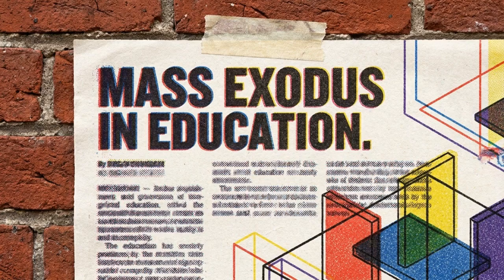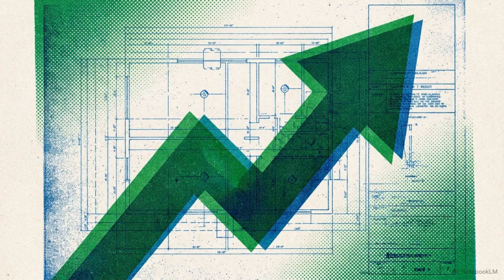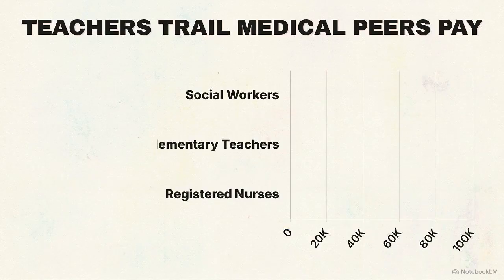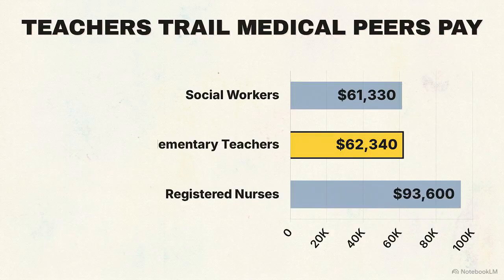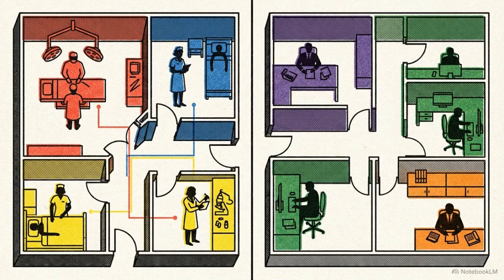A common assumption is that the retention crisis stems entirely from poverty wages. In districts like Hesperia, modern teacher salaries start at roughly $70,000 and top out around $140,000. In absolute terms, the pay is not low. This chart shows the national median wage for elementary teachers compared to other heavily regulated public service roles. Teachers sit roughly in the $62,000 range, parallel to social workers, but trail significantly behind registered nurses, who earn upwards of $93,000. The distinction lies in the structural execution of the work.